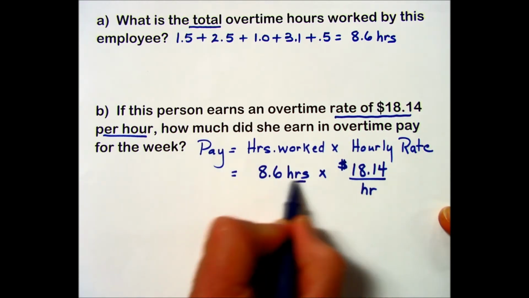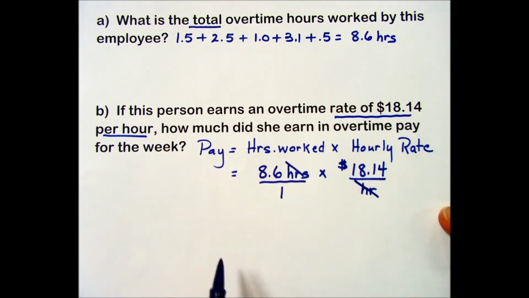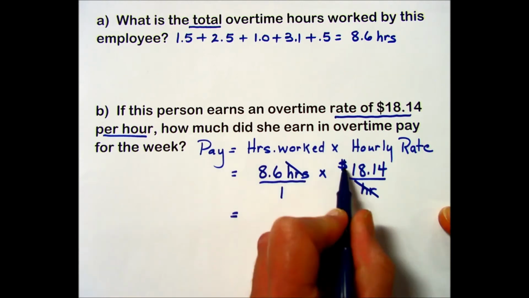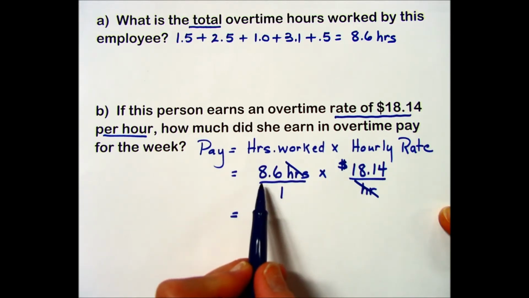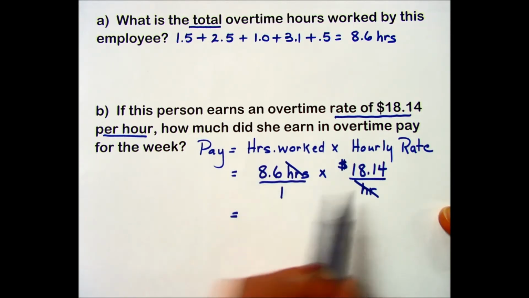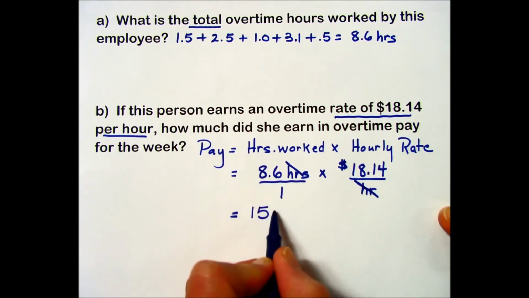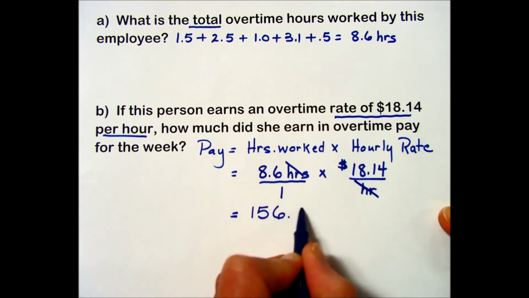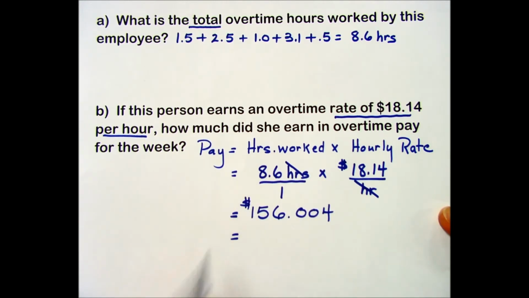rate. When we look at this problem, the hours in the numerator cancel out the hours in the denominator, leaving us with money, which would be correct for a pay amount, and doing the multiplication of 8.6 times 18.14, the result is 156 and 4 thousandths. Since this is money, we want to round this to the nearest cent or two decimal places.